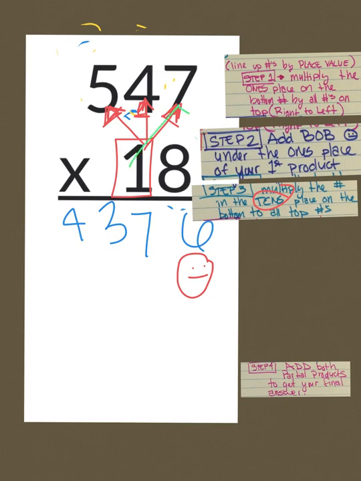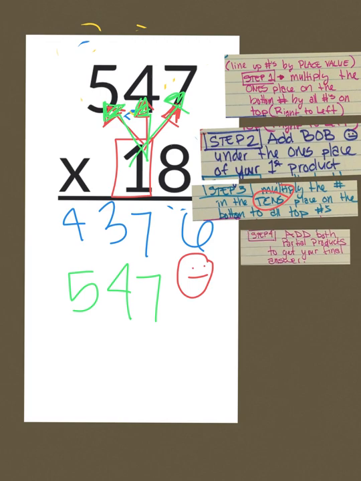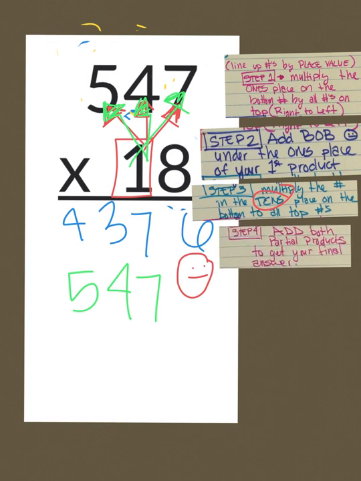1 multiplied by 7, 1 times 7, 7. 1 times 4, 4. And then 1 times 5 is 5. Okay, so I've already gone through the first 3 steps. Now I can go to the last step, which is step 4. And that tells me that I need to add both partial products to get your final answer.